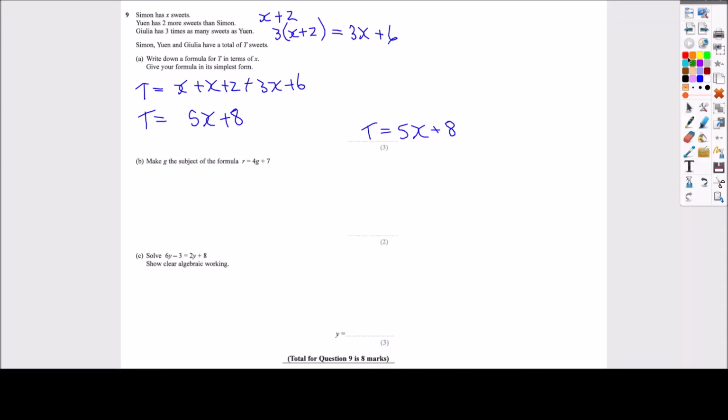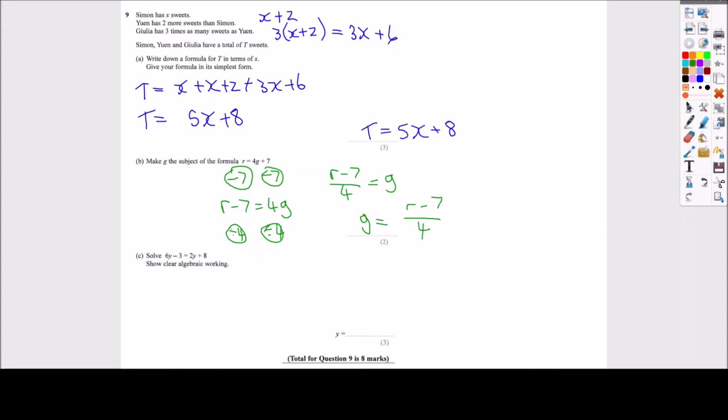Now for part B, make G the subject. So we need to move everything away to leave G on its own. So start off by leaving the 4 alone, which is most attached to the G. Start by undoing the plus 7. So we're going to take away 7 from both sides. So R minus 7 equals 4G. How do we undo a timesing by 4? We divide by 4. Now to make it clear that everything's being divided by 4, it's R minus 7 all over 4 equaling G. And then writing it the other way around, so G equals R minus 7 all over 4.